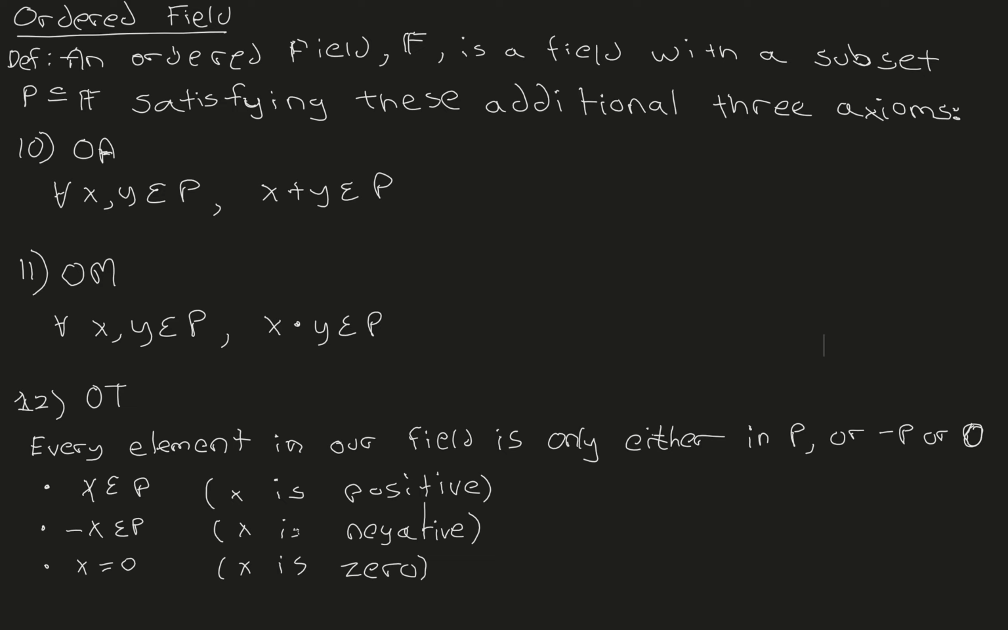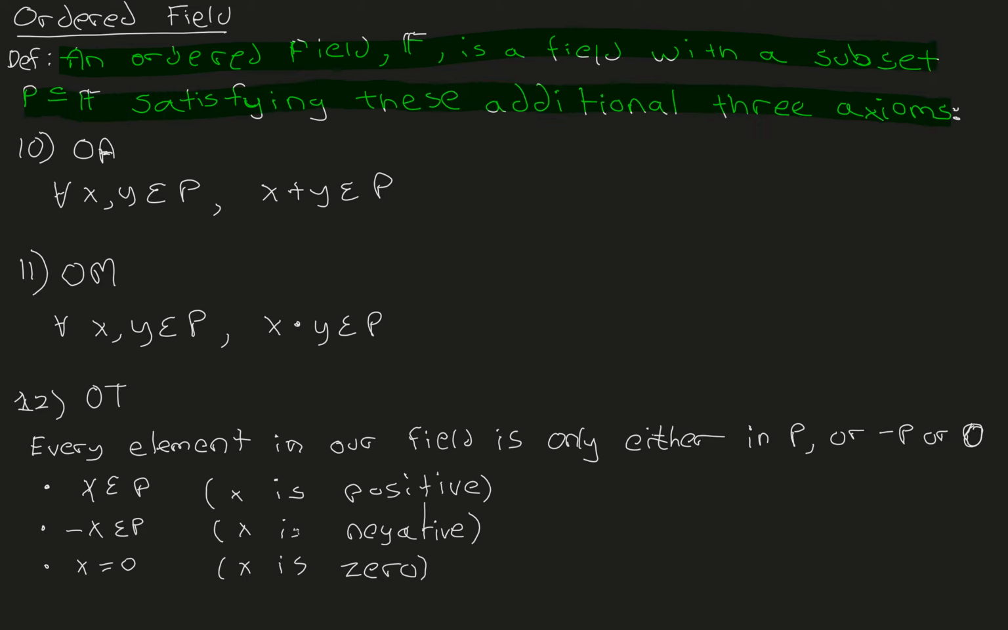The formal definition of an ordered field is a field with a subset P in the field satisfying these three additional axioms to the previous 9 axioms we already learned. The ordered field satisfies these additional 3 axioms. So the ordered field in total satisfies 12 axioms.